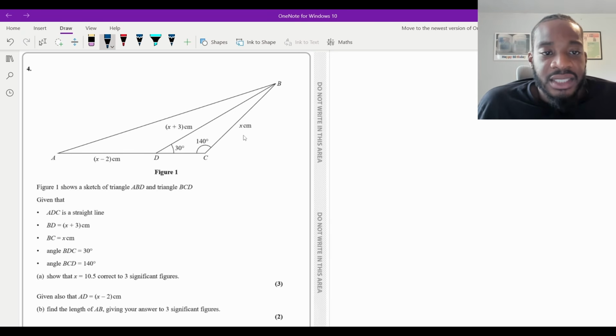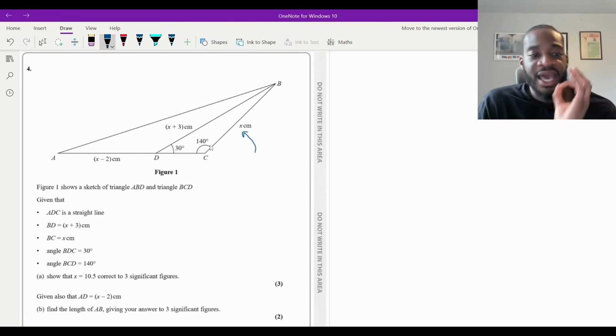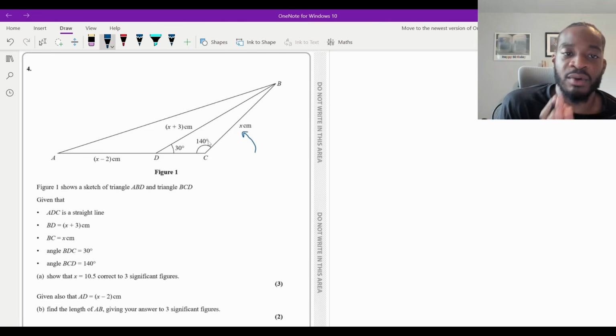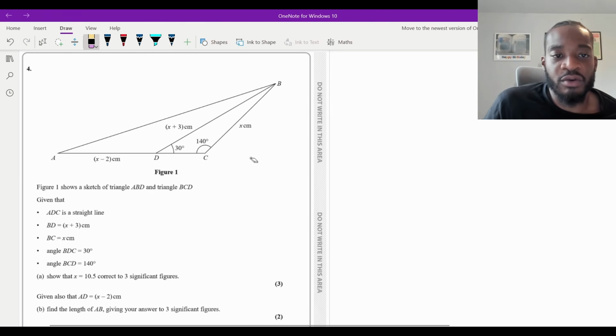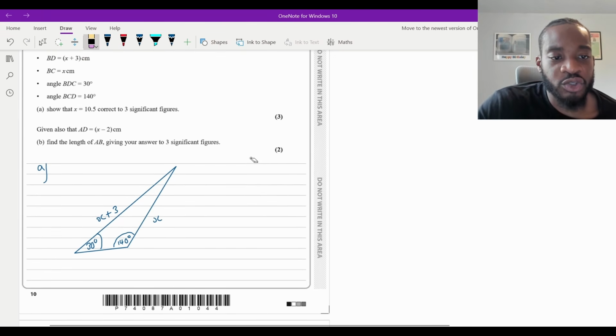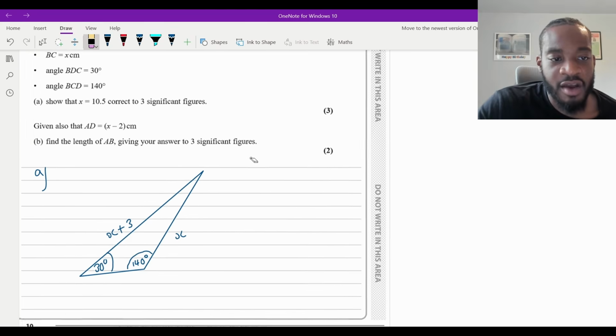Now, x is over there, right, which is part of the triangle BCD. So what I would do is separate these two triangles, triangle ABD and BCD. Because x is in BCD, I'm going to separate that triangle from the one on the left, which is what I've done over here. So this is the triangle that we're dealing with right now. We're trying to figure out what x is.